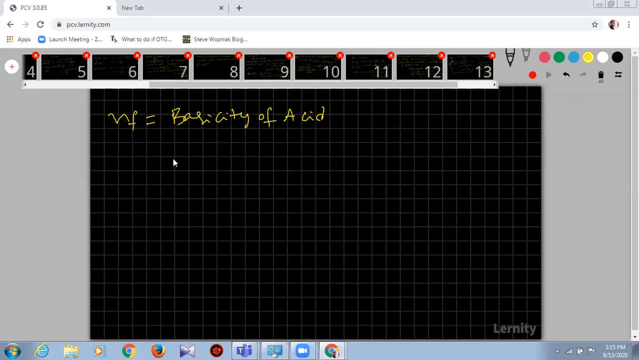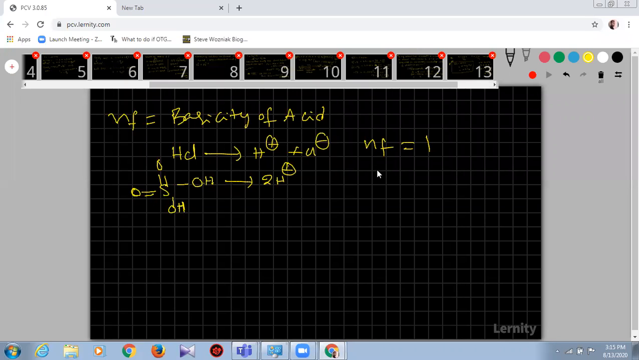So basicity of acid means, I will tell you, HCl is there. It releases how many protons? One proton, so you can replace one proton over here. That means the n factor here is 1. Now I will take sulfuric acid, which is S double bond O, double bond O and then OH, OH. Here how many protons are bonded to oxygen? Whatever hydrogens are bonded to oxygen are the ones that count as protons here. So 2 protons, and the n factor is 2.